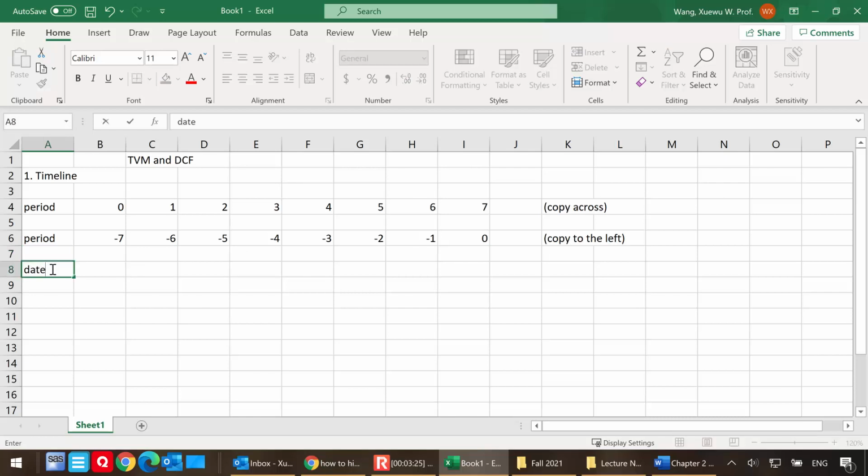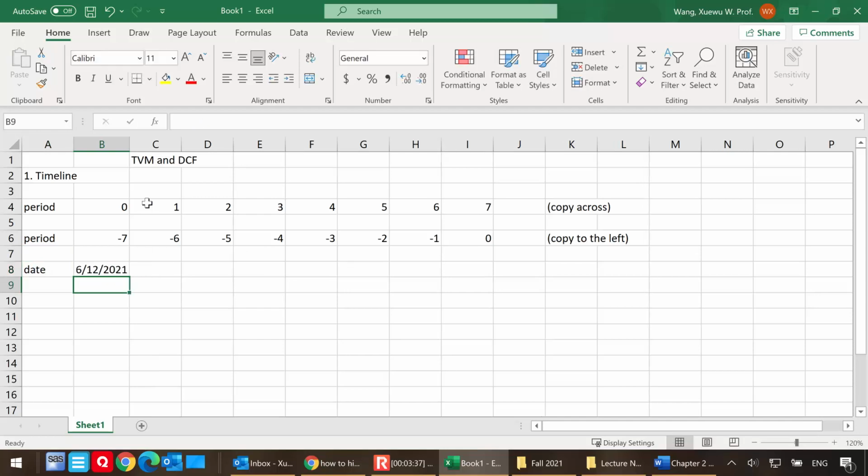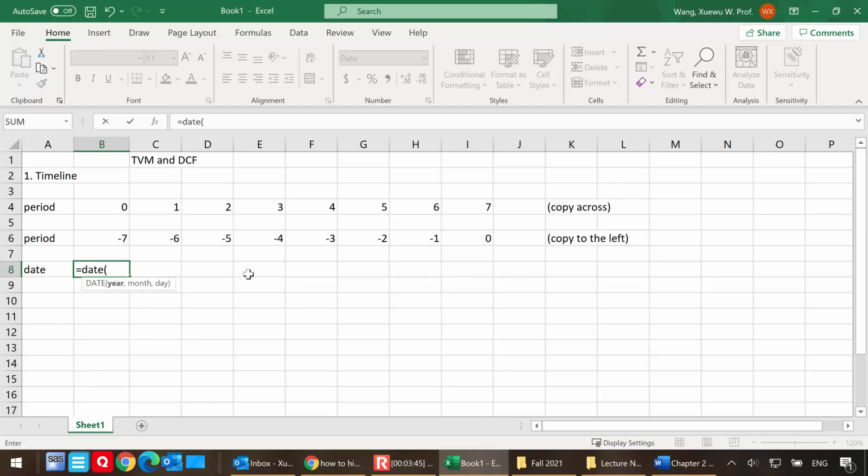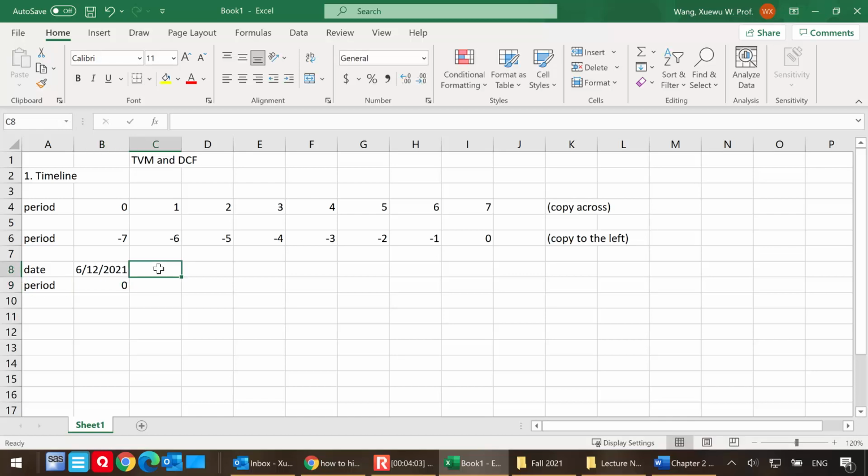All right, I can also, for example, build a calendar date timeline. So today is, all right, so I can use a function called today, which will give the date for when I'm making this video. All right, if you don't want to have the today function, you can set up a date function here. So let's say this is 2021. This is June the 12th. Okay, so you can build today, and you can match this with your period timeline. This is 0, and now your timeline is progressing to the right.